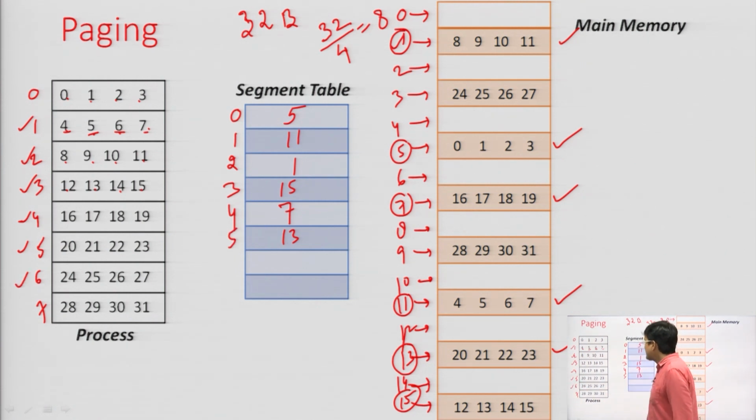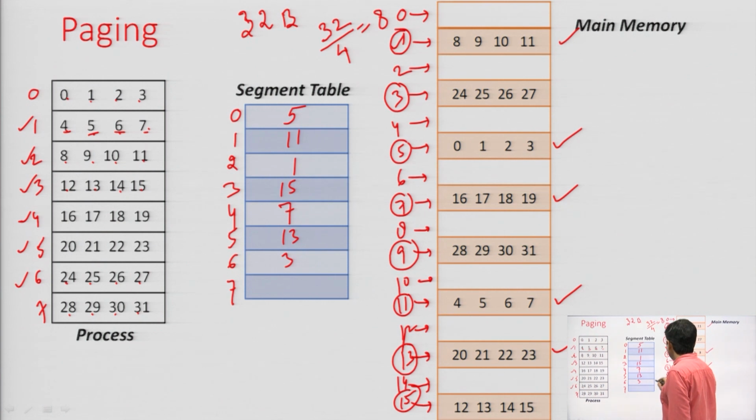Similarly, page number 6, which is containing byte number 24, 25, 26 and 27, is getting accommodated in frame number 3. Similarly, page number 7, which is containing byte number 28, 29, 30 and 31, is getting accommodated in frame number 9. So, we have adjusted the pages into the frames. This is the first thing.